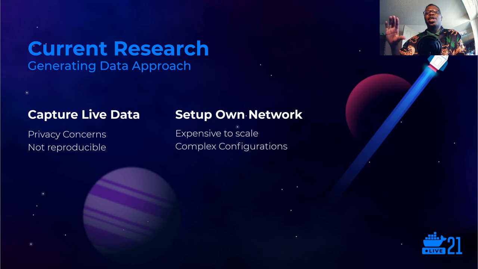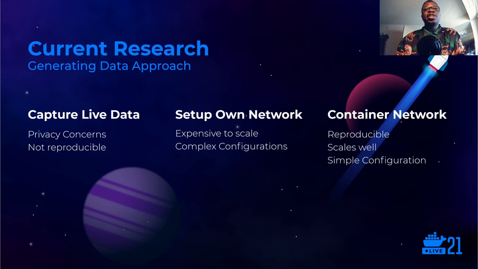Let me just build my own network. So then the next step is, how about a container network? This is very constrained, it's reproducible. I can scale it to many different places: cloud, my machine, a supercomputer in the lab. And it's very simple compared to having lots of other headaches to worry about when standing up your own network. So the container network is really the ideal environment for researchers to iterate and build models upon.